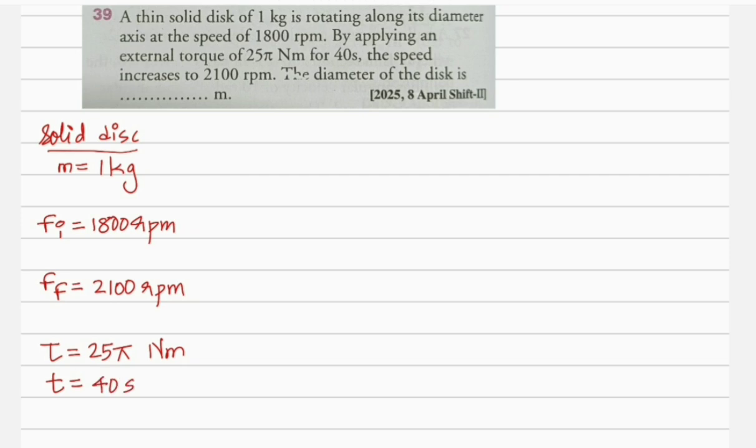Then the diameter of the disc is the requirement. D is question mark students. Diameter of the disc, right? This is what you are asked to find here. So I think we can start with the discussion of kinematical equation, students. Yes, I think the first kinematical equation for rotational motion will be best over here. Omega final is equal to omega initial plus alpha times t.